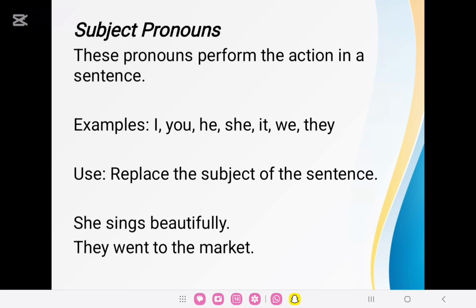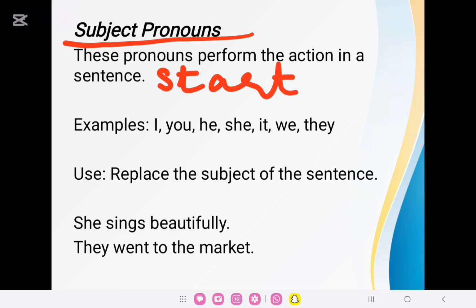Now let's have a look at the functions or the uses of pronouns. First of all, it is the subject pronoun. That means it starts a sentence. These pronouns perform the action in a sentence. And what is that action? They basically start a sentence. Sometimes they come in the middle or at the end also, but those are different things. Their most basic function is starting a sentence.